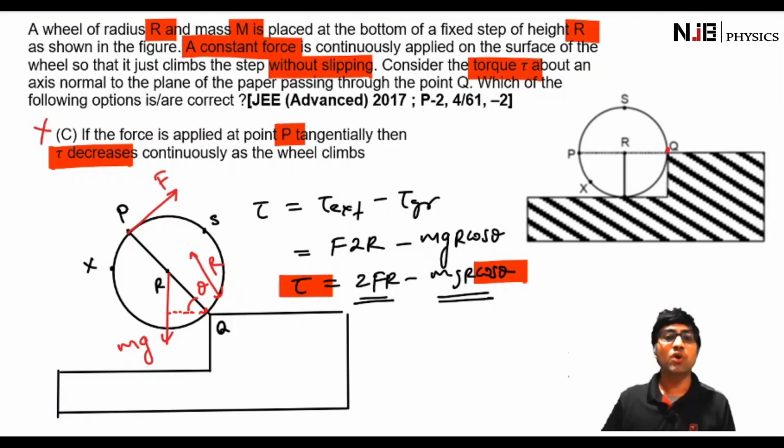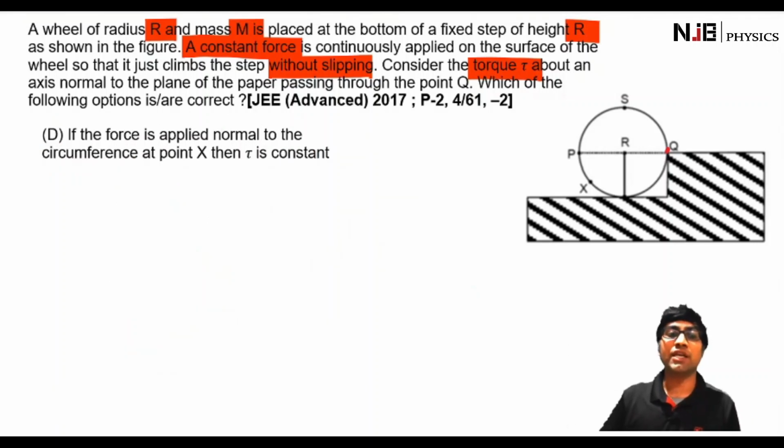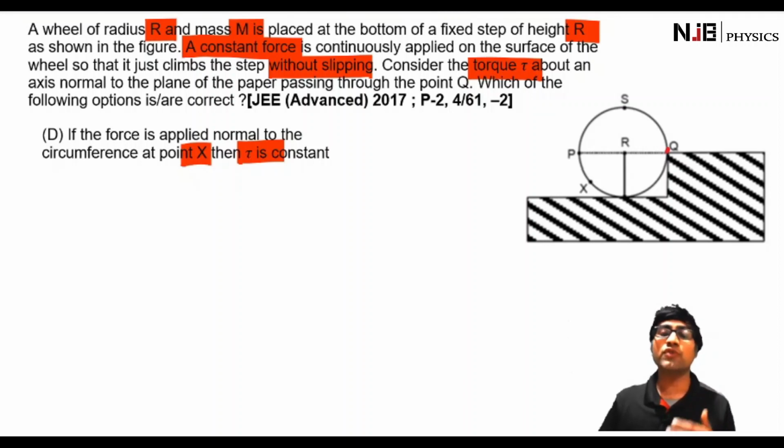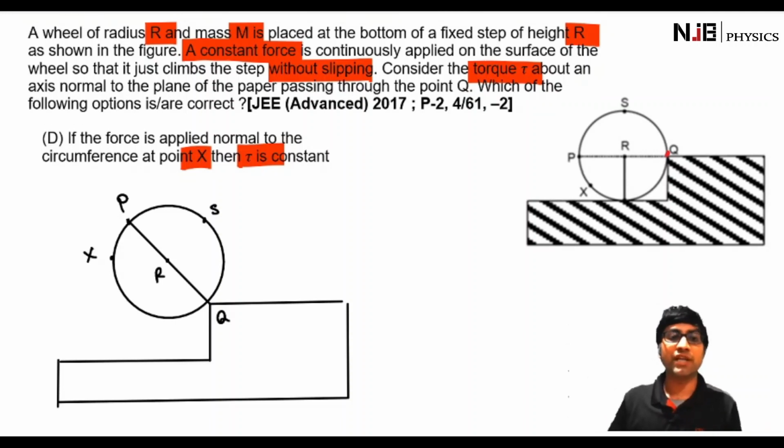Let's now proceed to option D. According to option D, if the force is applied normal to the circumference at point X, then the torque, again it is the net torque, is going to be constant. So here also we have to visualize the instantaneous situation. And once again we have the instantaneous situation over here. So according to this option, we are applying a force at point X which is normal to the circumference. So if the force F is normal to the circumference, that means the line of action of force must pass through the center of the wheel.